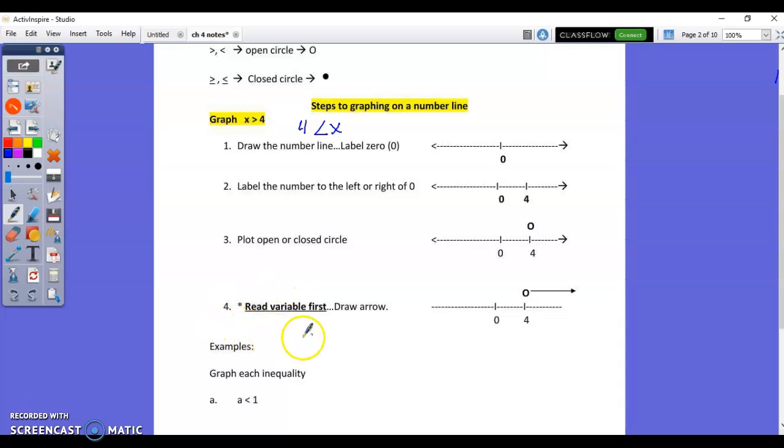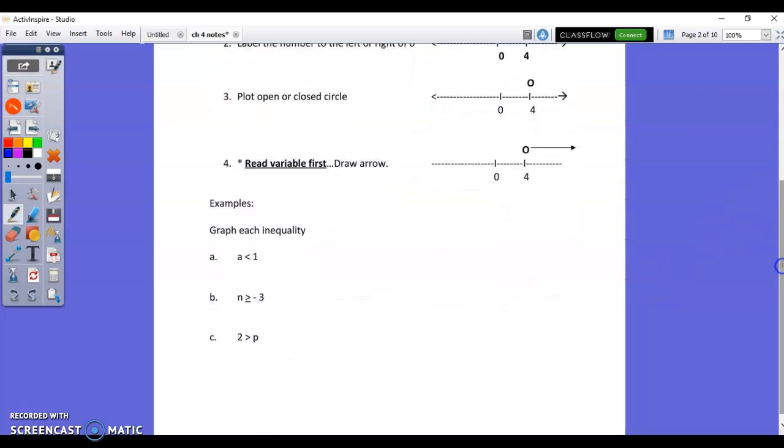And then step 4, we draw the arrow the way that it is worded. So in this case, x is greater than 4. We are going to represent the arrow going towards numbers on the number line that go in that direction. So obviously to the right, after 4 would be 5, 6, 7. All the numbers that are greater than 4, we're representing with an arrow that way. All right, so it comes together pretty quick when we go through how to do it. So I'm going to do that for these examples here.